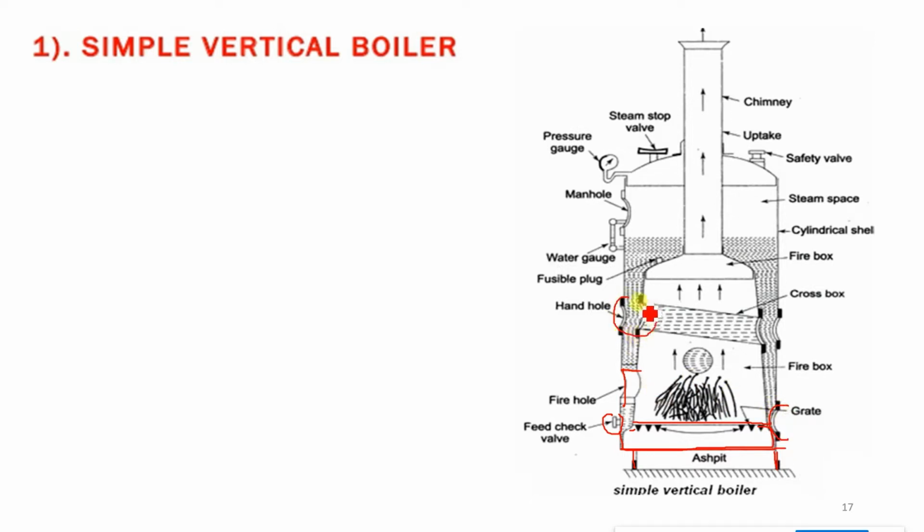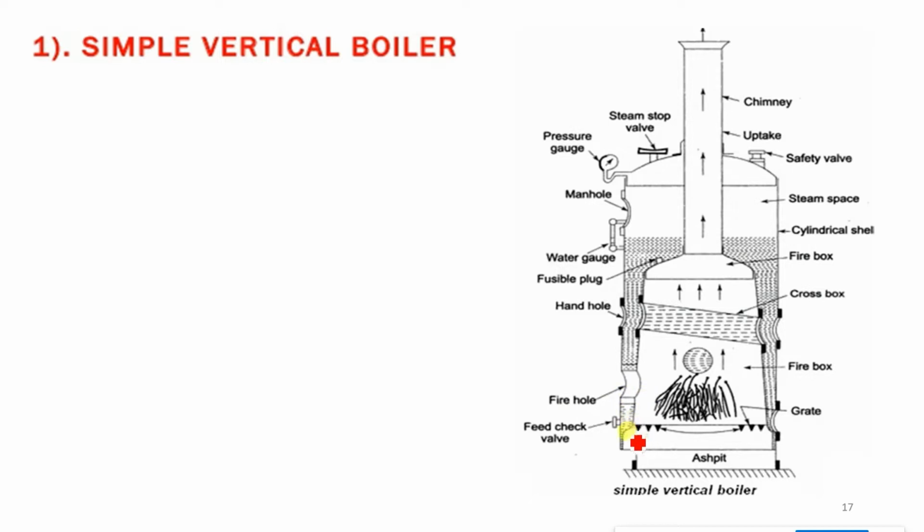The hand hole, manhole. These are cross tubes or cross box, as they can also be called. Water level indicator, pressure gauge, steam stop valve, safety valve, and this is a chimney.